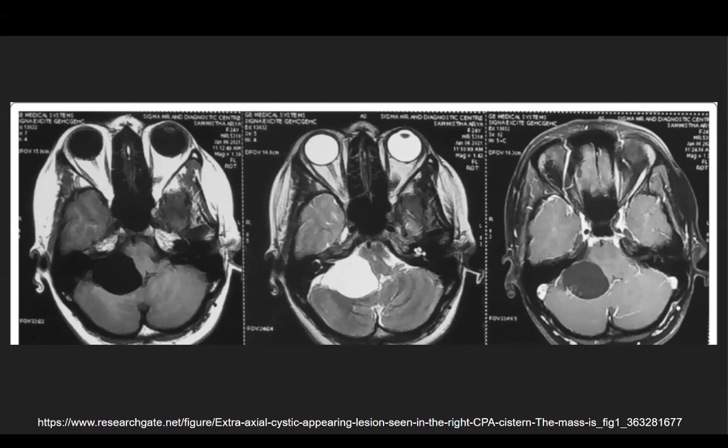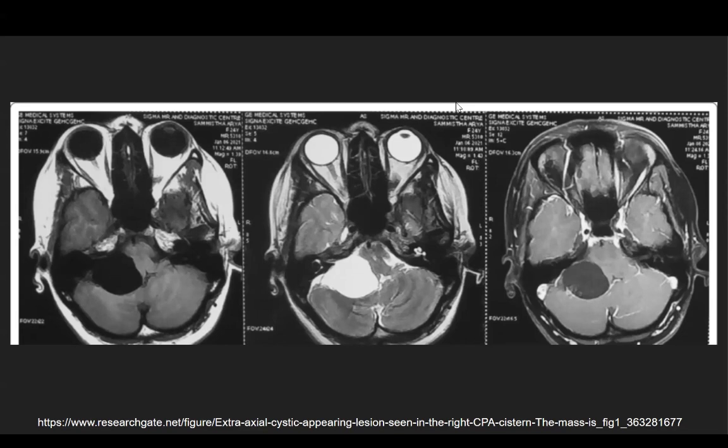The image on my left side is the FLAIR image of the base of the brain, axial cut, showing the hypointense lesion at the level of the right CP angle, touching the tentorium. And the image next to it is the T2 weighted image, showing the hyperintense lesion at the level of the right CP angle. And the third one is the T1 post-contrast image, axial cut, showing the hypointense lesion at the level of the base of the skull, right CP angle, and not taking the contrast.